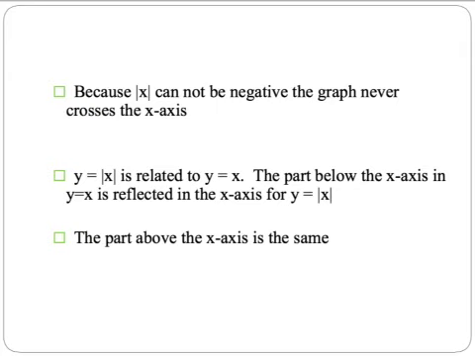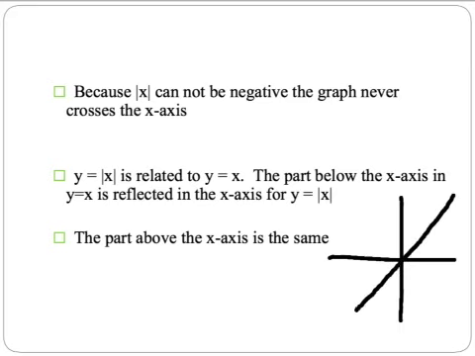Okay? Y equals the absolute value of x is related to y equals x. And I'll just draw a little graph here in the corner to kind of show why. If that's our Cartesian plane, if I was to graph y equals x, it would just look like this. Whatever value I sub in for x, I'll get the same value for y. So if I sub in a -1, I'll get a -1, -2, -2, -3, -3, +1, +1, +2, +2, etc.